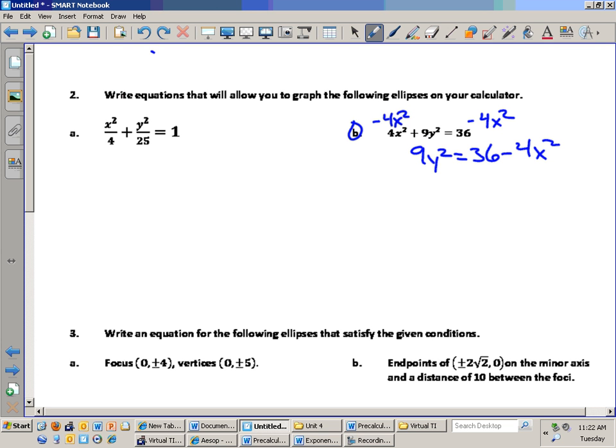A lot of people second order want to square root all that. Yeah, you can't. Don't do that. Divide by 9. Y squared equals 4 minus 4/9 x squared. Now what? Now square root both sides. And you can't take the square root of parts. Y equals.